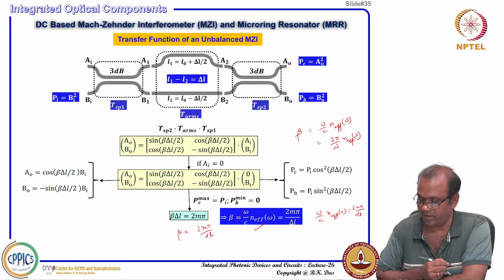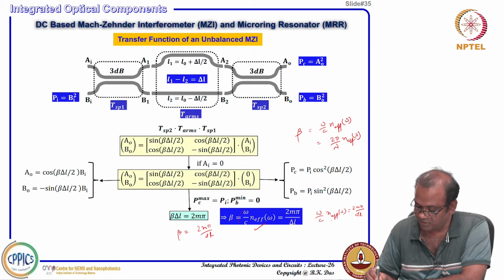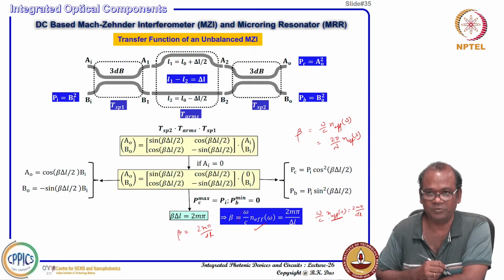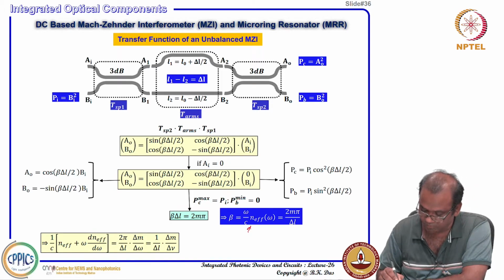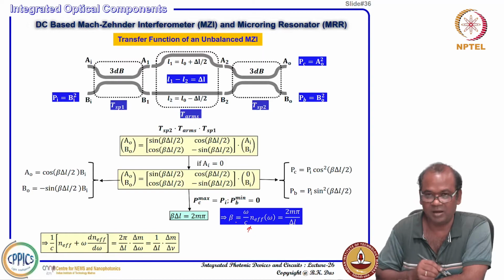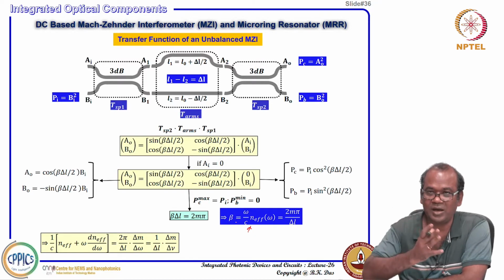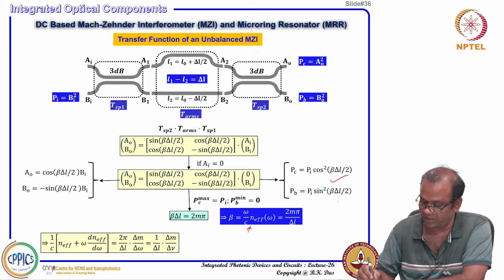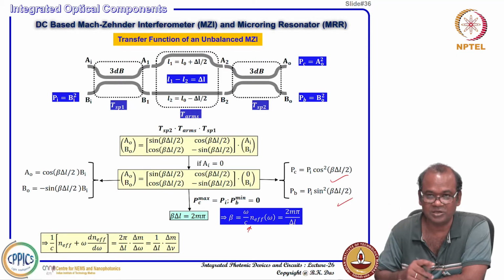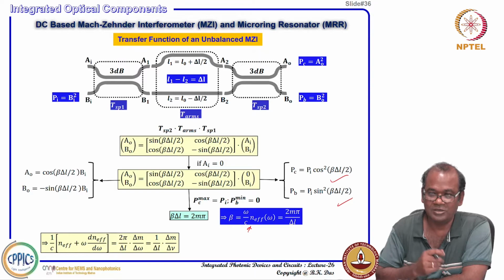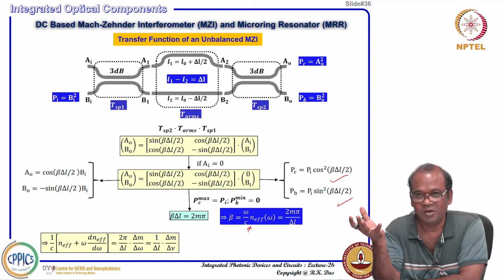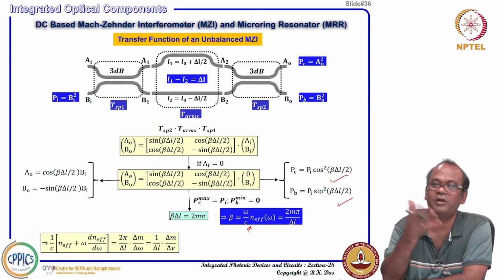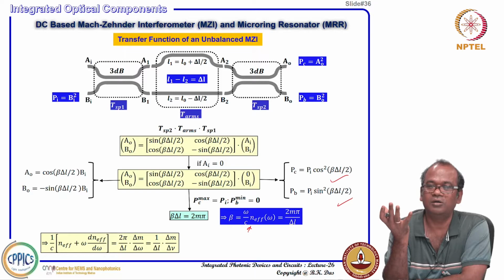M is an integer value, I know, a constant, and n effective is a function of frequency. So now we take the derivative with respect to omega, because I want to see what happens at other frequencies. This is the transfer matrix I am getting for a certain frequency; beta is a function of frequency. If I tune my lambda, because I want to use this type of device for optical interconnect purposes, I may have to use different wavelengths, different channels, WDM, wavelength division multiplexed systems, etc.